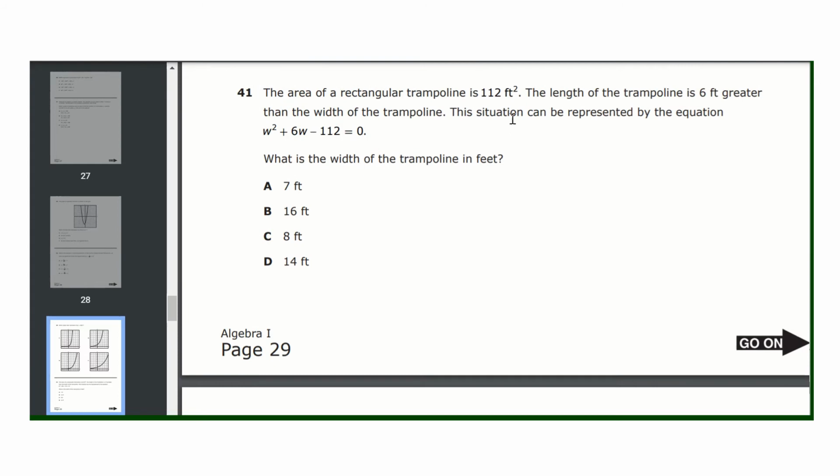Number 41. The area of a rectangular trampoline is 112 feet squared. The length of the trampoline is 6 feet greater than the width of the trampoline. This situation can be represented by the equation w squared plus 6w minus 112 equals 0. What is the width of the trampoline in feet? A, 7, B, 16 feet, C, 8, or D, 14 feet?